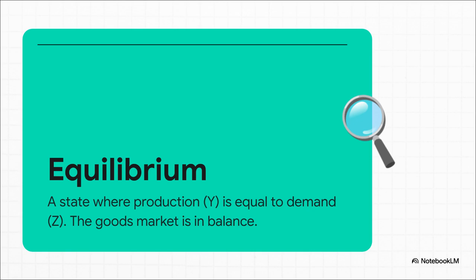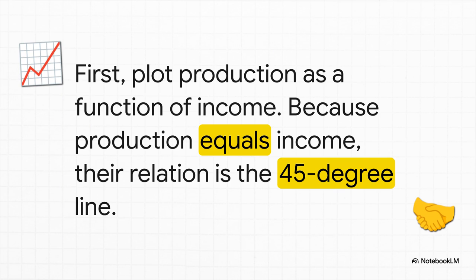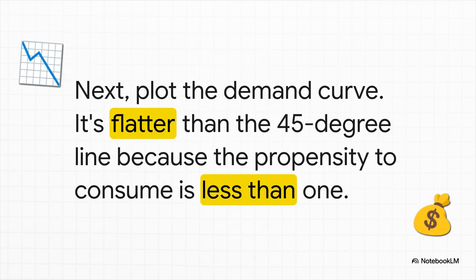Now, to see how the economy actually finds this sweet spot, we've got to connect a couple of ideas on a graph. First things first, we need a ground rule. In the economy as a whole, total production and total income are really just two sides of the same coin. Think about it. Every dollar of value that gets created or produced has to end up in someone's pocket as income. So we can draw a line and say production always equals income. Okay, next up is demand. So as our income goes up, we tend to spend more, right? So demand increases. But, and this is key, most of us don't spend every single extra dollar we get. We save some of it.